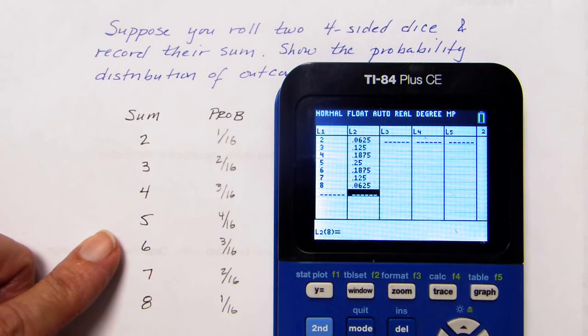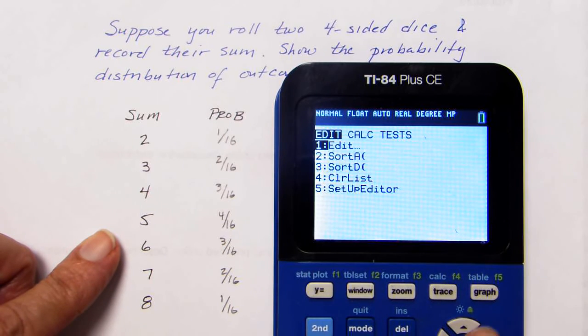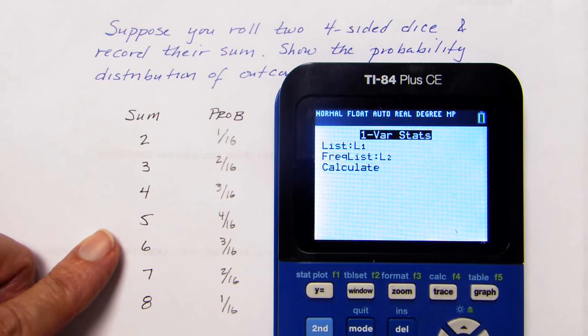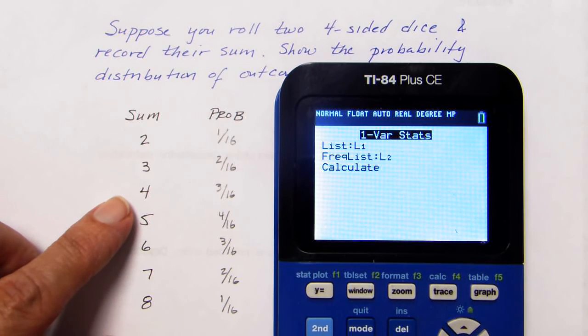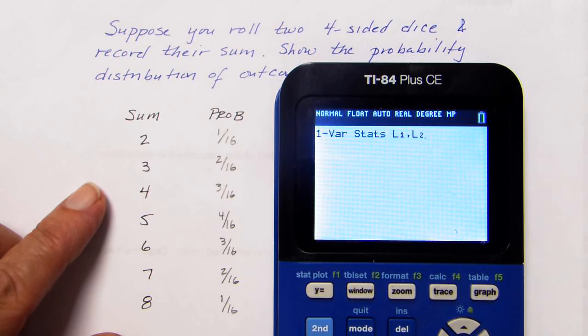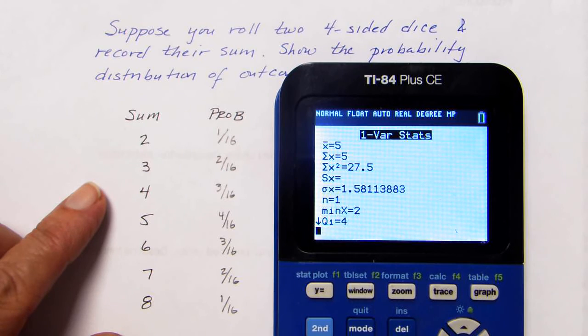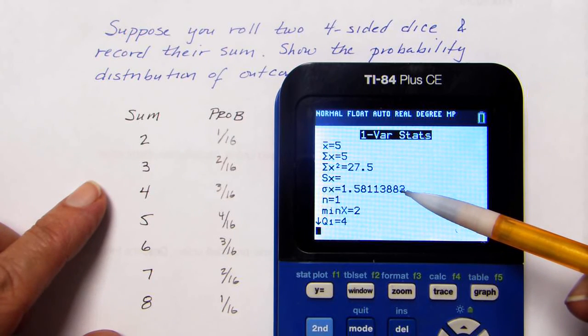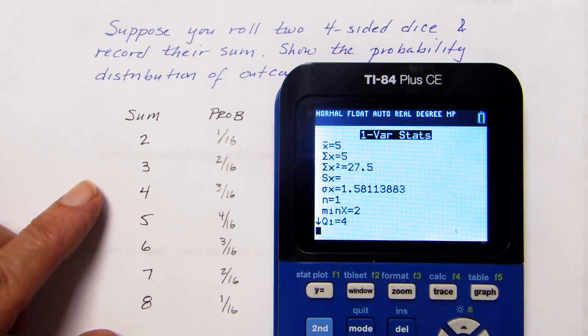Once again I'll go to STAT, slide over to 1-Var Stats. List 1 is my outcomes, list 2 is my frequencies, or in this case probabilities. Slide down to Calculate. So this time the average is 5, the expected value is 5, and the deviation is about 1.581.